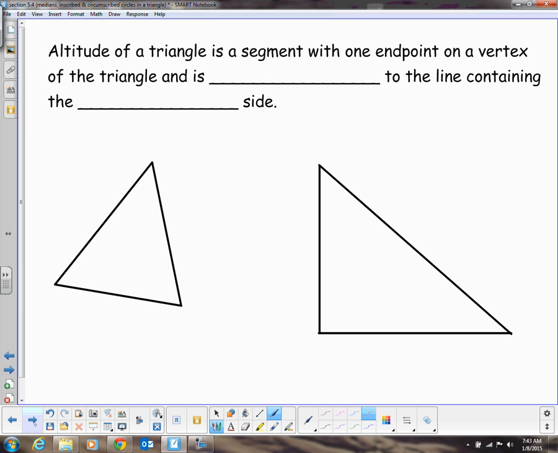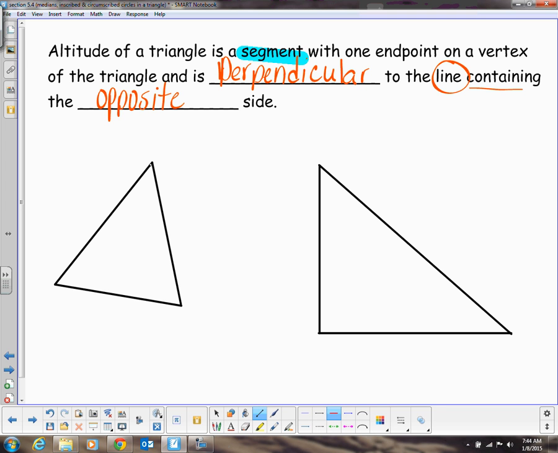All right. Altitude of a triangle. This is going to be different. It is a segment with one endpoint on the vertex of the triangle and is perpendicular. This is going to be real important in area. To the line, that's going to be important, containing the opposite side. Sometimes it'll just be the opposite side, but sometimes we have to say line containing the opposite side.